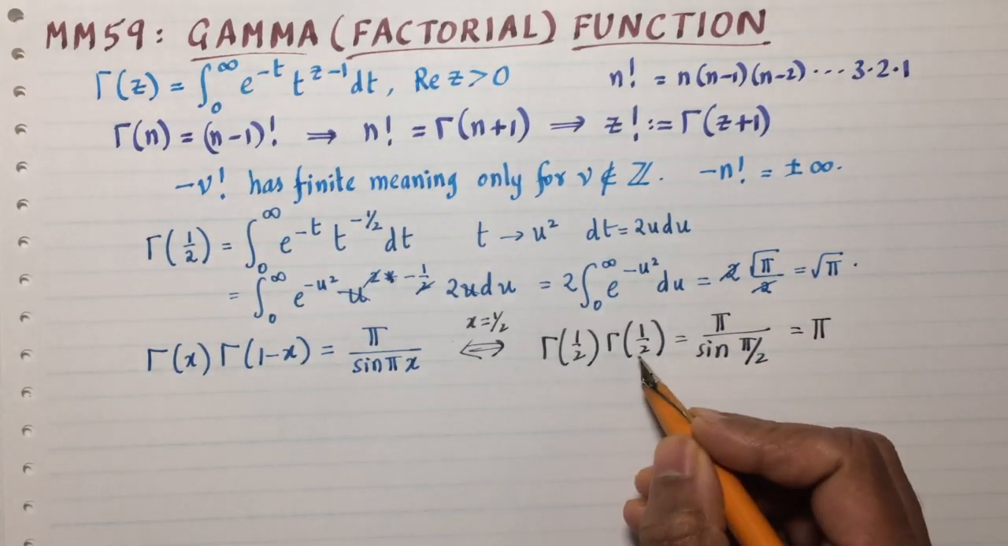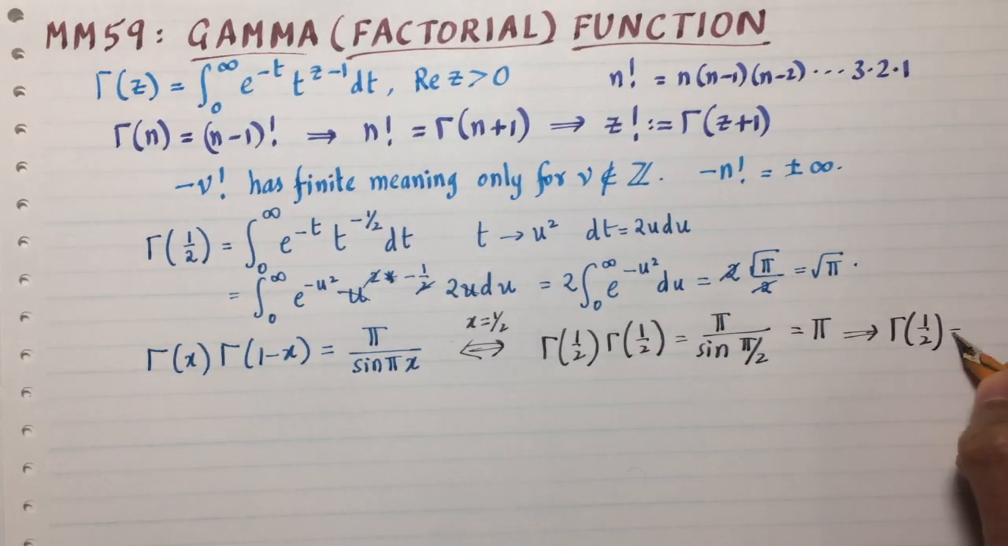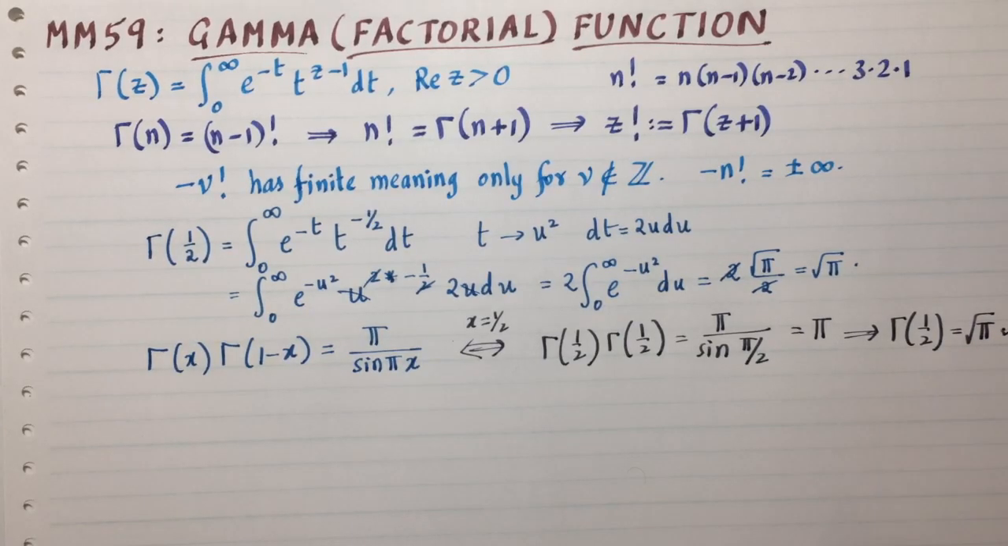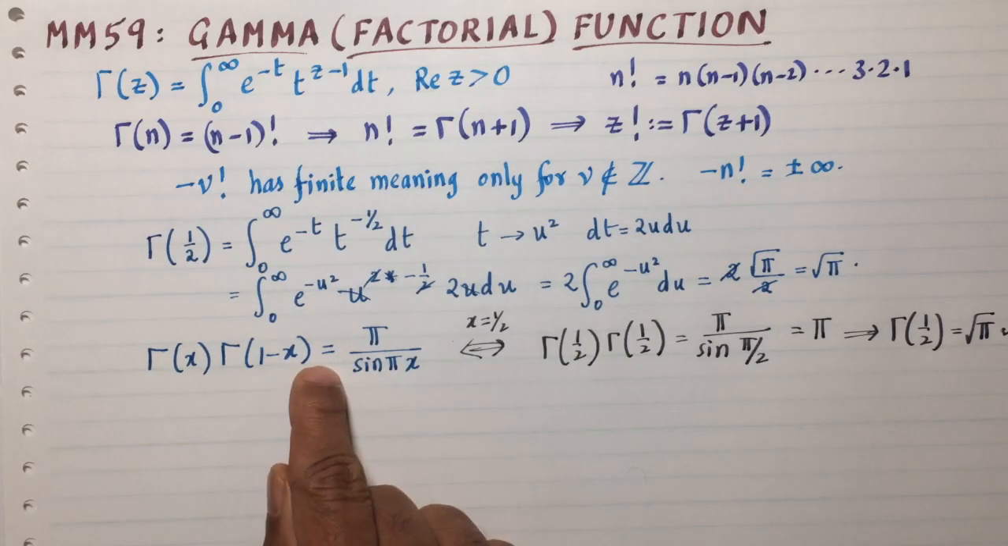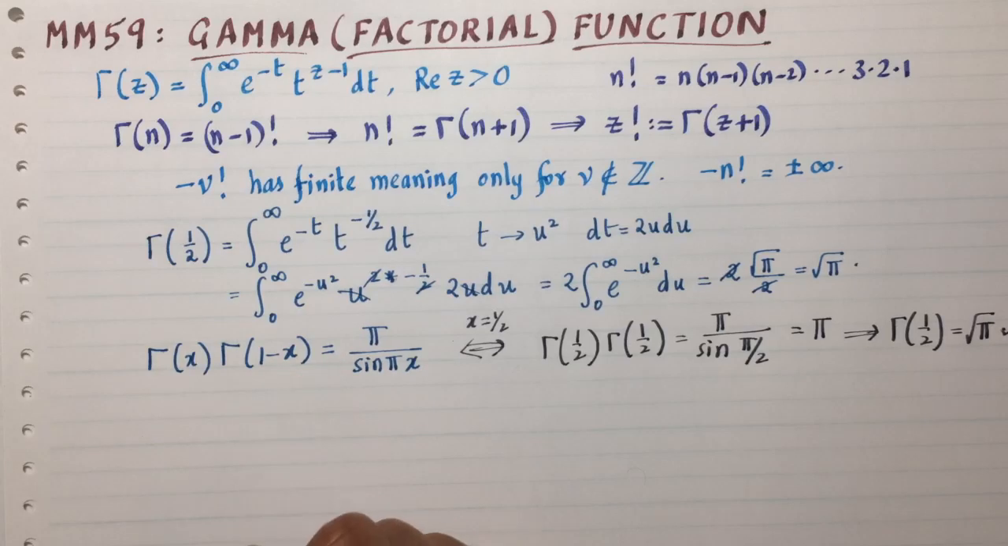So indeed I get gamma half squared equals pi, which means gamma of half is root pi. So it is compatible with the earlier result. And this useful identity can be used to relate gamma of x to gamma of 1 minus x, for example. So these are all extremely useful properties of this gamma function or factorial function.